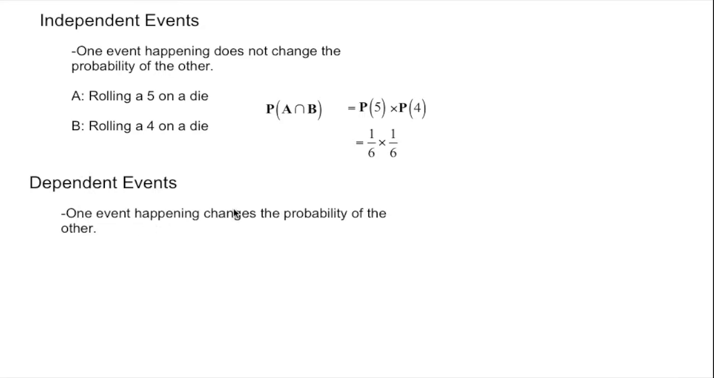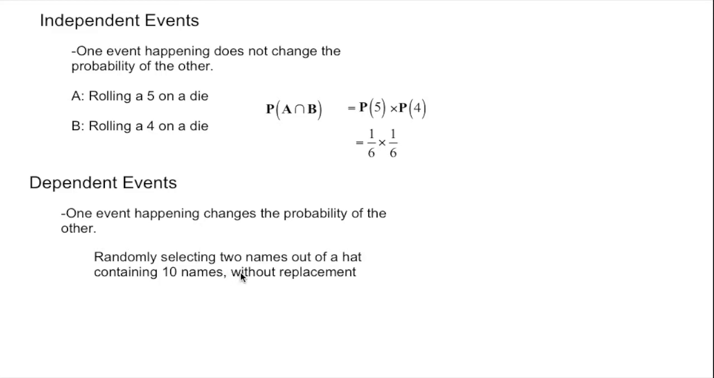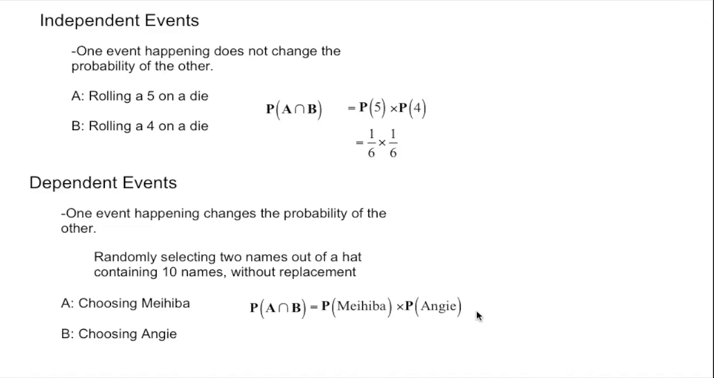Dependent events. One event happening changes the probability of the other. For example, let's say out of our class, you take 10 names and you put them in a hat. You're choosing two people, one to be president of the class and one to be vice president. A is choosing Mahiba and B is choosing Angie. A is choosing Mahiba on the first draw and B is choosing Angie on the second draw. The probability of getting Mahiba, Angie would be the probability of choosing Mahiba times the probability of choosing Angie.